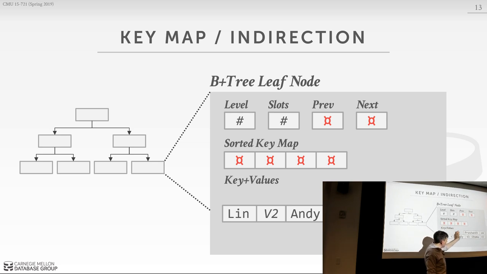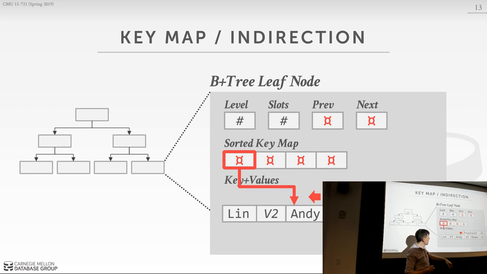Think of this as the end of the node. As I add new entries into this node, I grow it from the end to the beginning, and I keep going until I butt up against this thing, which says I ran out of space. The key map always has to be in order based on the keys, while the key-value pairs can be stored in any arbitrary order. So if I want to find the first entry here, this is just an offset down to this.